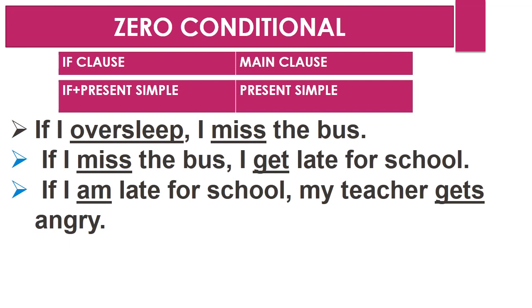If I oversleep, I miss the bus. If I miss the bus, I get late for school. If I am late for school, my teacher gets angry. Or there are many other examples also, like if one buys a car, his family is happy. If you heat water, it boils. So in both clauses we have used simple present. This is called zero conditional sentences.